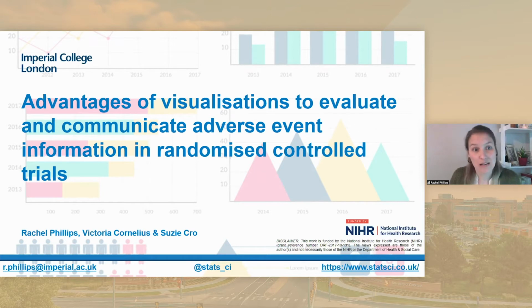Just before I get started, I want to acknowledge that this work has been undertaken with my colleagues Victoria Cornelius and Susie Crowe at Imperial College. Okay, so to begin, I'm going to give you a brief background and reminder why analysis of harm outcomes in RCTs is not necessarily straightforward, and actually what it currently looks like.